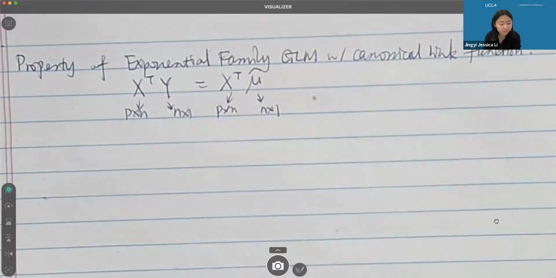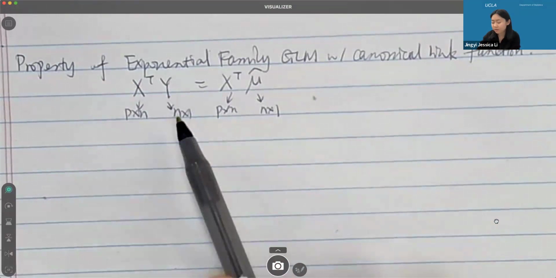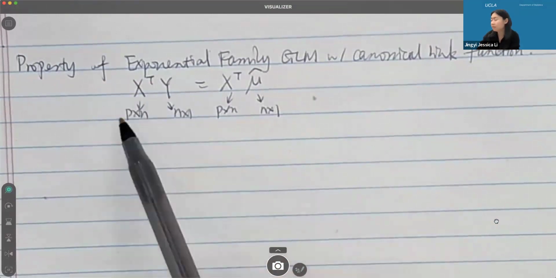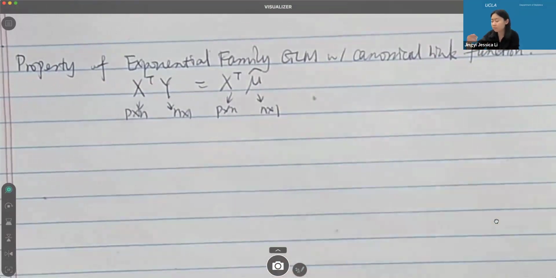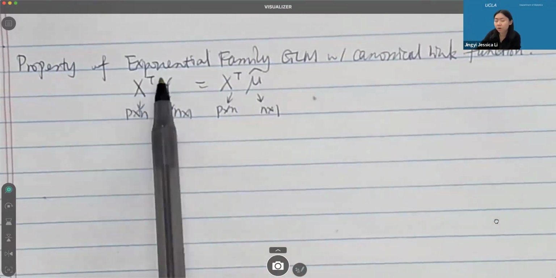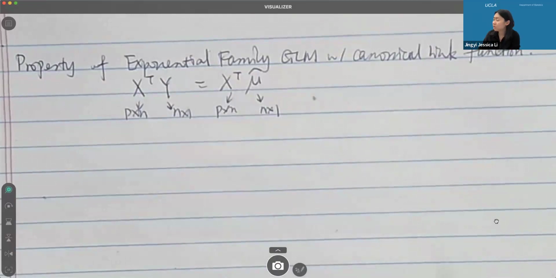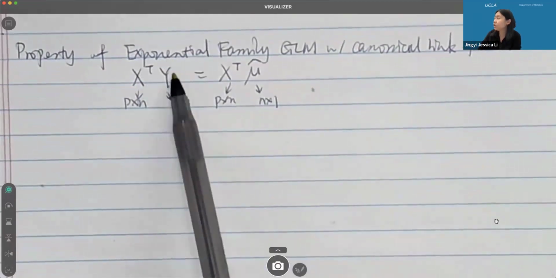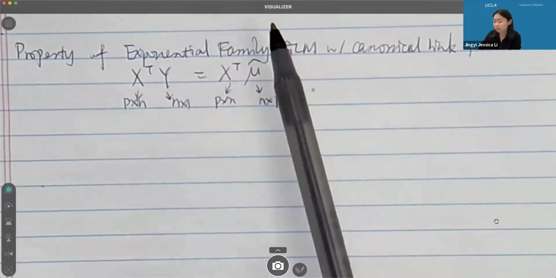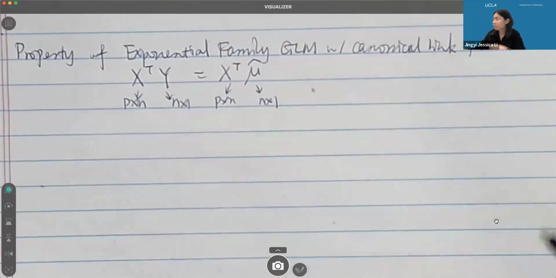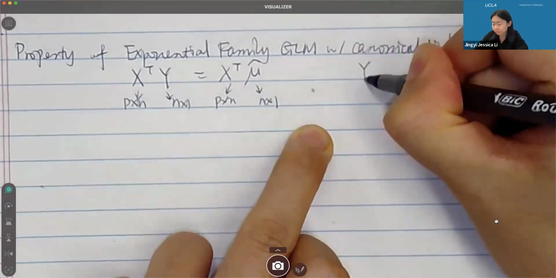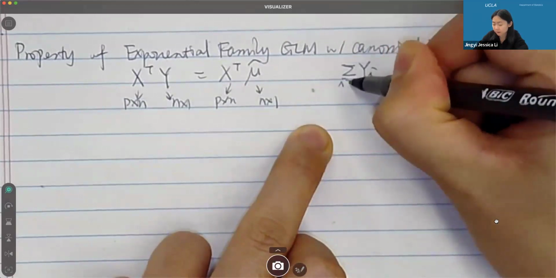So why is this good to know? Because remember, the first column of the design matrix X is all ones, for the intercept. So the first row of X transpose is all ones. This implies that the average of the y's is always equal to the average of the mu hats. This is implied by the equation.